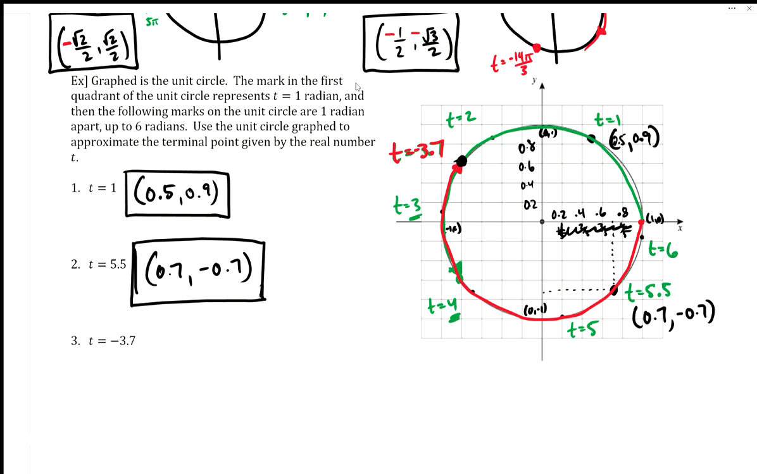And then it looks like the terminal point, okay, we're going left, so that means it's a negative x-coordinate: 0.2, 0.4, 0.6, 0.8. So it looks like that's negative 0.8. And then up 0.2, 0.4, 0.6. It went up 0.6. So I think it's negative 0.8 and 0.6. Okay, there we are. That's how these ones work.